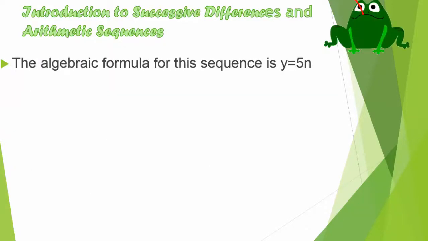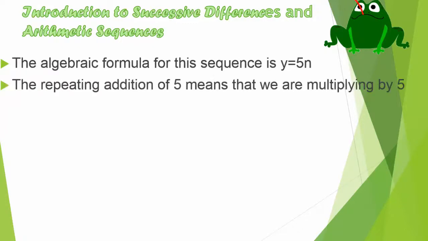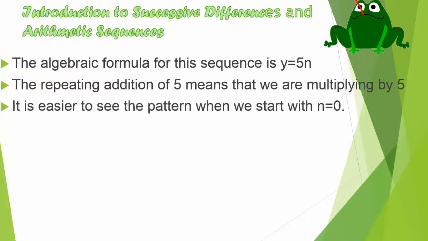The algebraic formula for this sequence is y is equal to 5n. The repeating addition of 5 means that we are multiplying by 5. It is easier to start the pattern when we start with n is equal to 0. We will go into this in more depth on the whiteboard. So let us go over to the whiteboard and look at this.